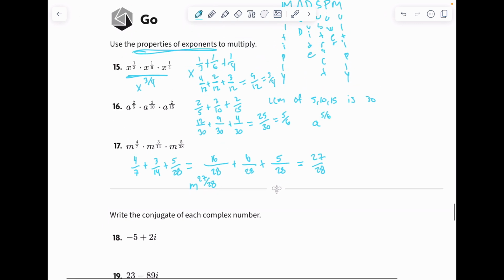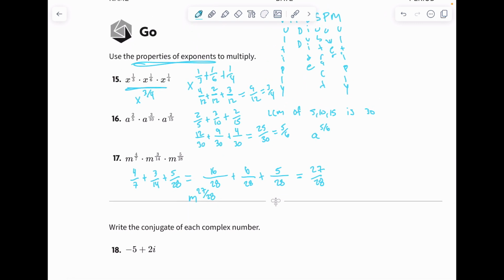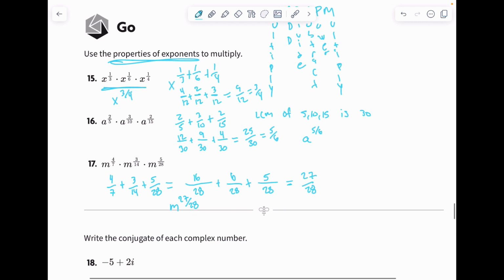I didn't really go over how to add fractions. You should be familiar with adding fractions, and if you do need some help, please feel free to message me.